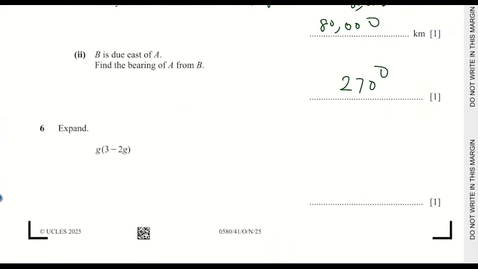Question 6. Expand this expression. So this is going to be 3g minus 2g squared. That is the final answer. 3g minus 2g squared. So let's go to the next question.